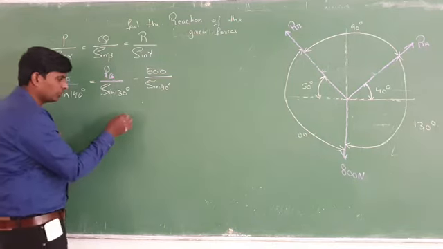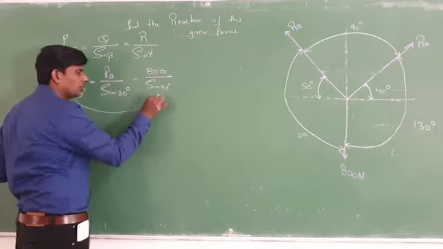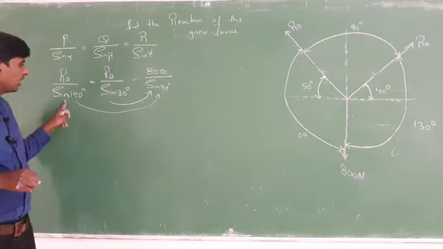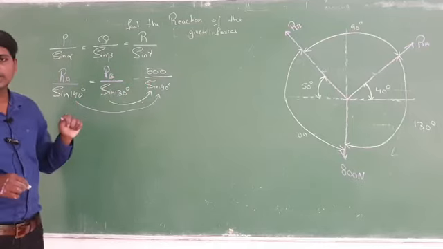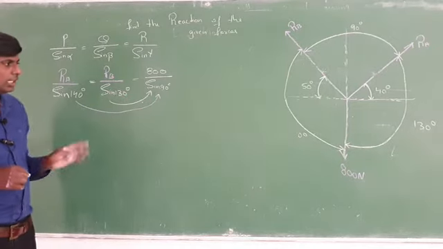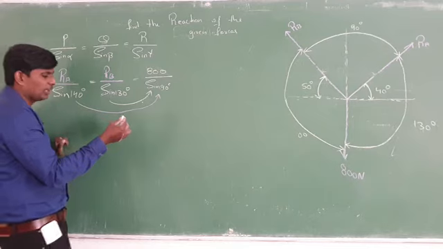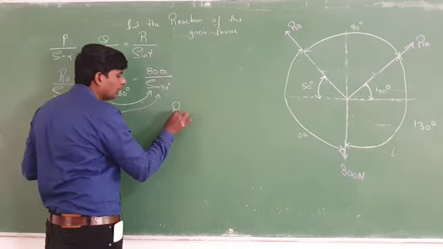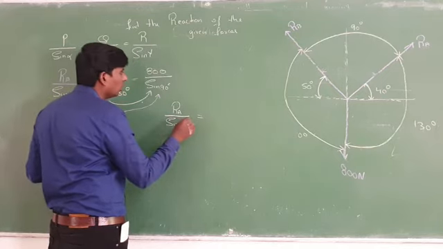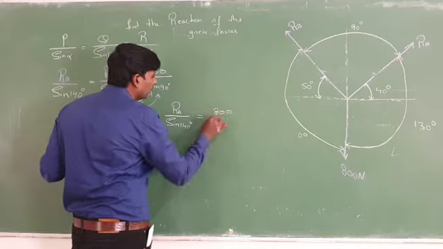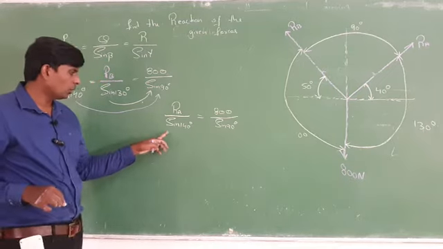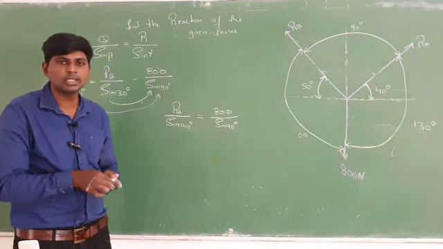How to find out means, first try to take known and unknown. This one and this one you can take. Then next step, this one and this one. First one you can take RA by sine 140 is equal to 800 by sine 90. Next one RB by sine 130 is equal to 800 by sine 90. Like this, known and unknown you can take. So first I am taking RA by sine 140 degree is equal to 800 by sine 90 degree.